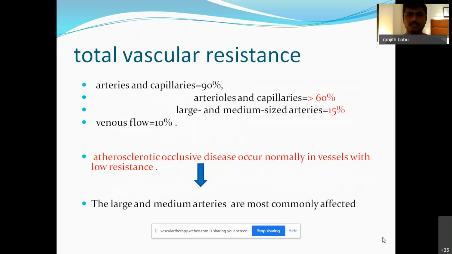Of the total vascular resistance in the blood system, arteries and capillaries consist of 90% of the total resistance, and the venous side consists of only 10%. Among the arterial side and capillaries, the major component is the arterioles and the capillaries. They consist of more than 60% of the total vascular resistance, and large and medium sized arteries are the low resistance system. That is, their resistance is only 15% of the total resistance. So commonly, atherosclerosis most commonly occurs in the low resistance systems. That's why it predominantly occurs in the large and medium size arteries rather than arterioles and capillaries.